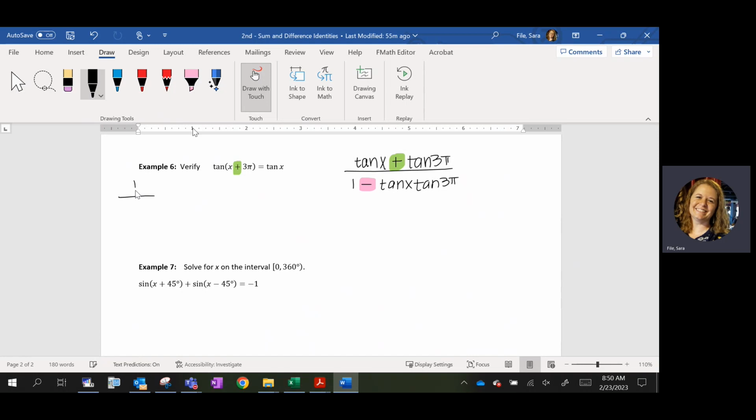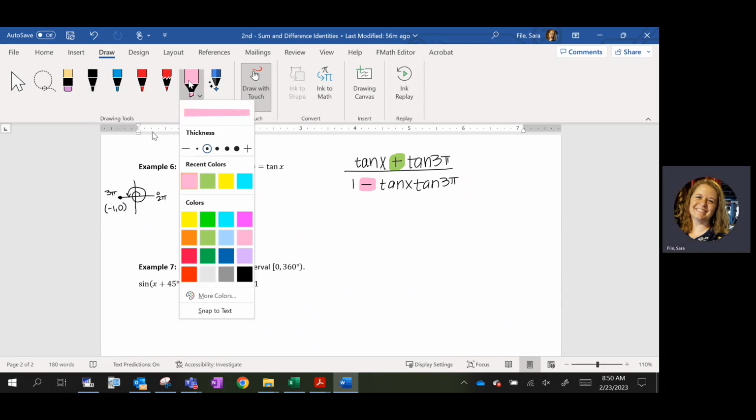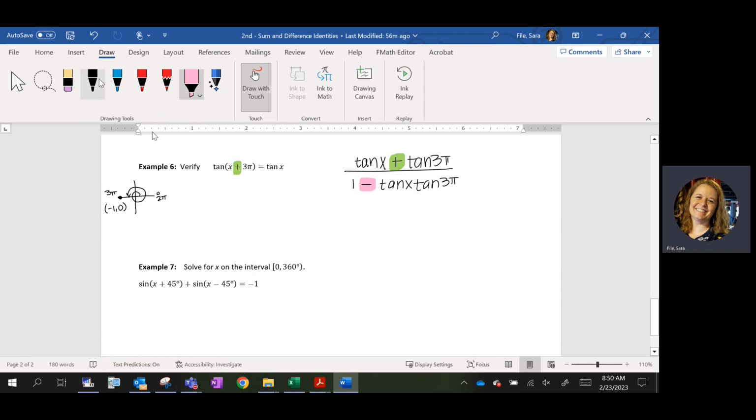All right, where is 3 pi? This is 0. This is pi. Yeah, 2 pi, 3 pi, right? So it's right here. What is the ordered pair there? -1, 0. So it's left 1, up or down 0. Now, the ordered pair is cosine sine. How do I get tangent there?